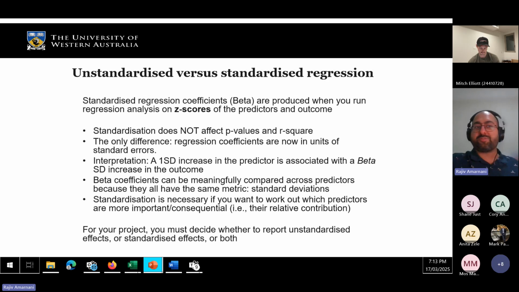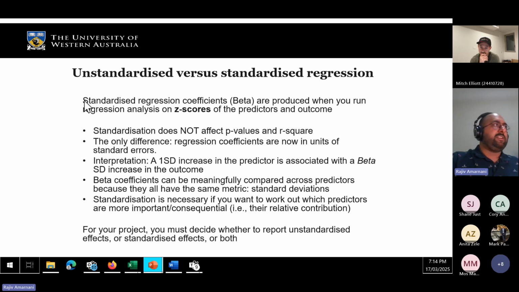This varies so much from project to project. For some projects, unstandardized is the only thing that makes sense. For some, standardized is the only thing that makes sense. For some, you want to have both, where you go, this is how much blah, blah, blah matters for revenue, but which matters the most, which is the lever that is most important to pull? Oh, it's that one, the other one. So there you go, standardized and unstandardized regressions.